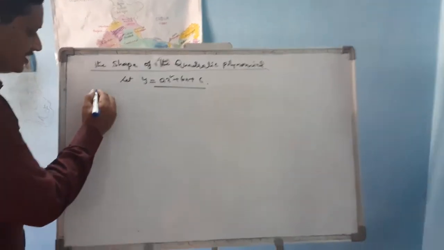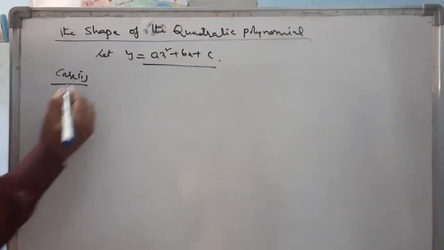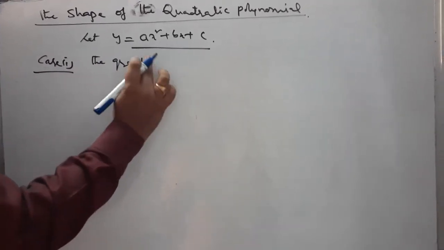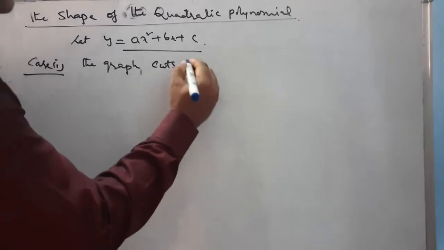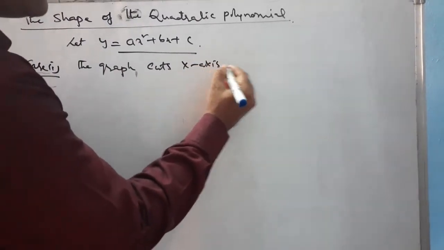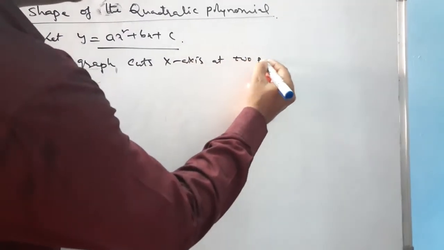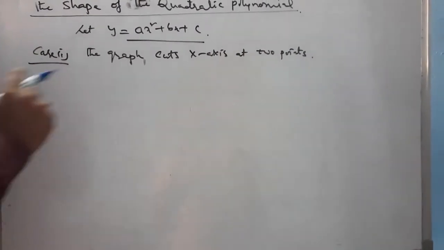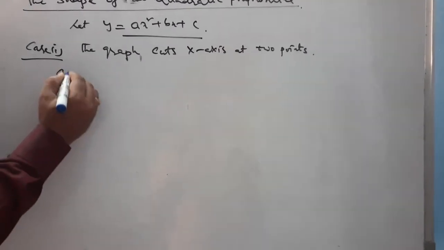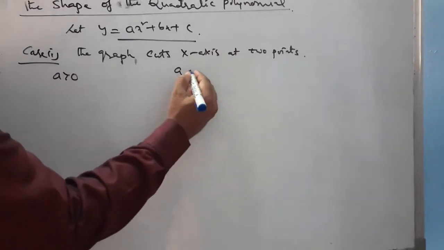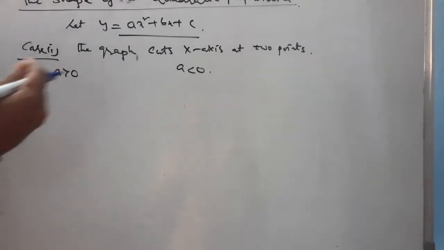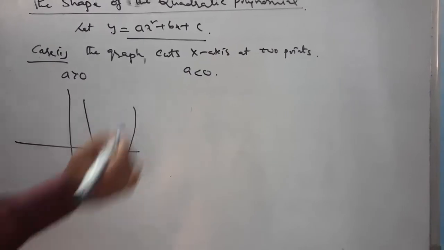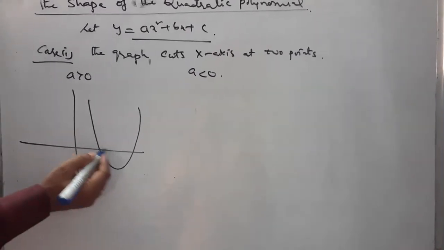Now we discuss case 1. Case 1 means the graph cuts the x-axis at 2 points. In this case we have 2 cases: one is a greater than 0, another is a less than 0. If a is greater than 0, then the graph should be like this. It cuts at two distinct points.